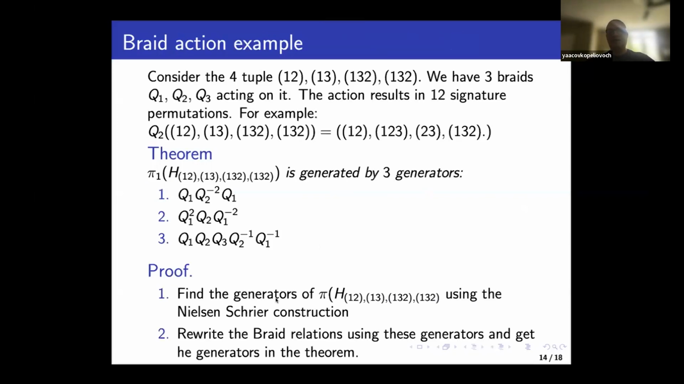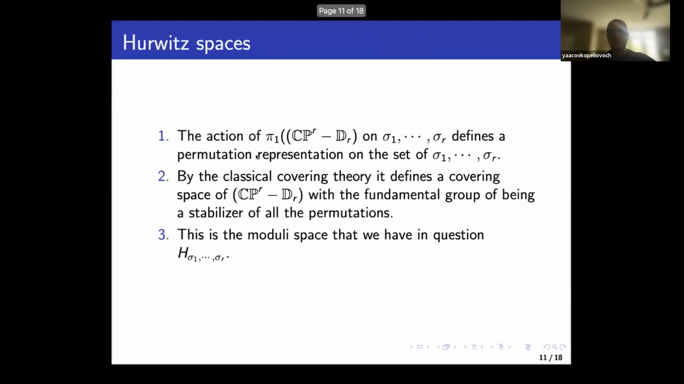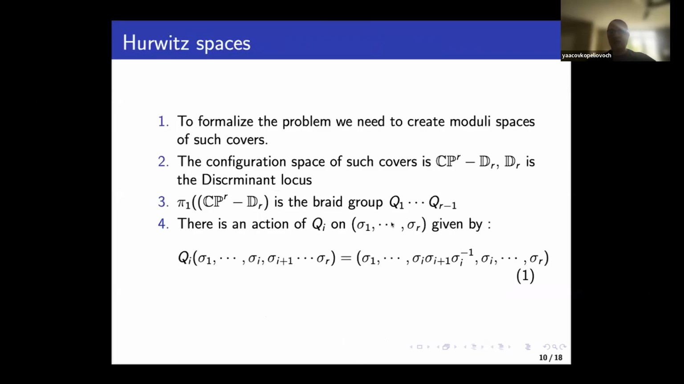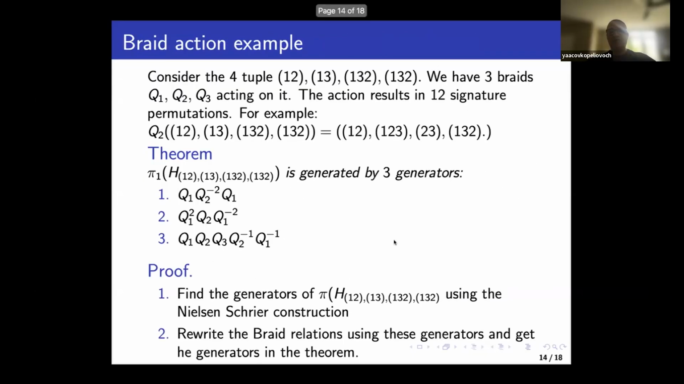So here's an example of how you can work with this criterion. You consider the 4-tuple (1 2)(1 3)(1 3 2)(1 3 2). The product of those will be 1. And because we have 4 points, we have 3 braids, Q1, Q2, and Q3, acting on it. The action results in 12 signature permutations. So for example, when you take Q2 and act on (1 2)(1 3)(1 3 2)(1 3 2), using this action that I defined here, you will end up with a permutation of the form (1 2 3)(1 2)(1 2 3)(2 3 1)(3 2).